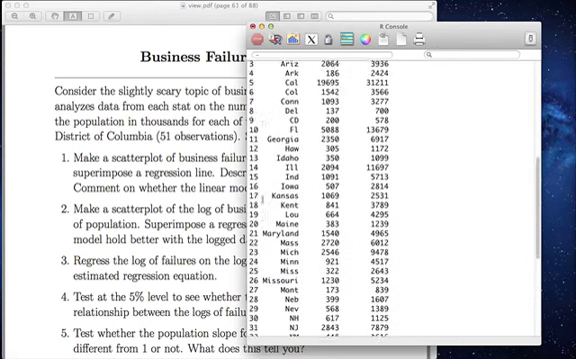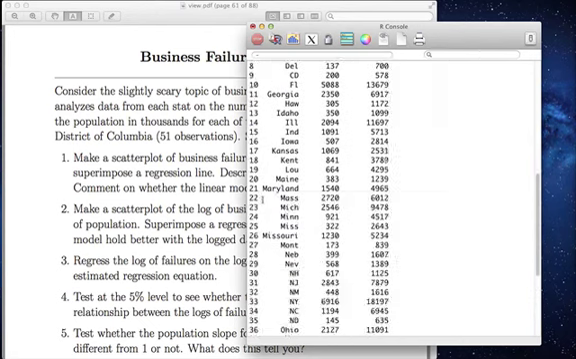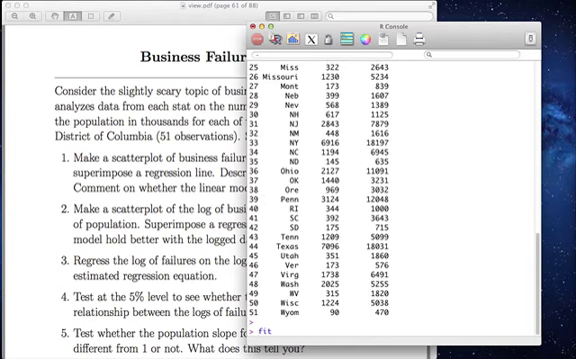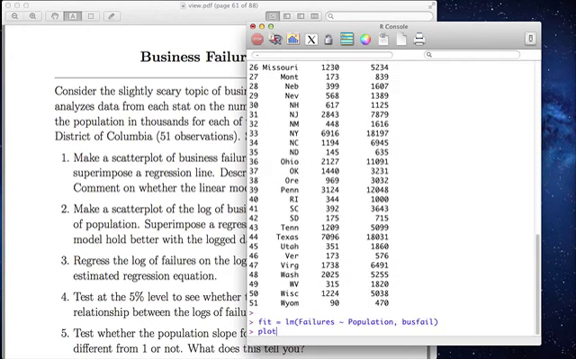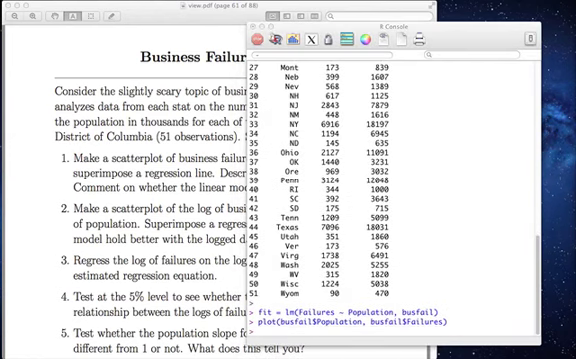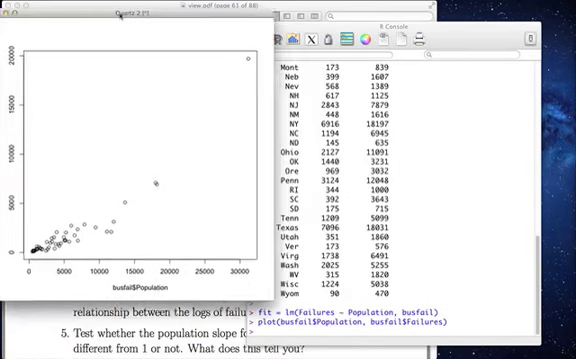You'll notice that the variables are called failures and population. So let's first estimate the regression line: failures as a function of population. And then let's plot bizfail$population on the x-axis, and then bizfail$failures. And so here's that scatter plot.